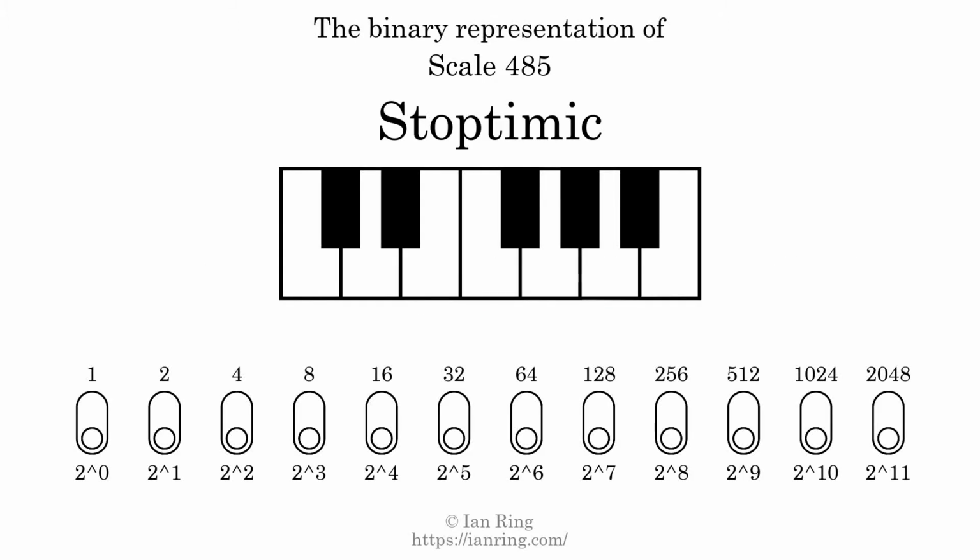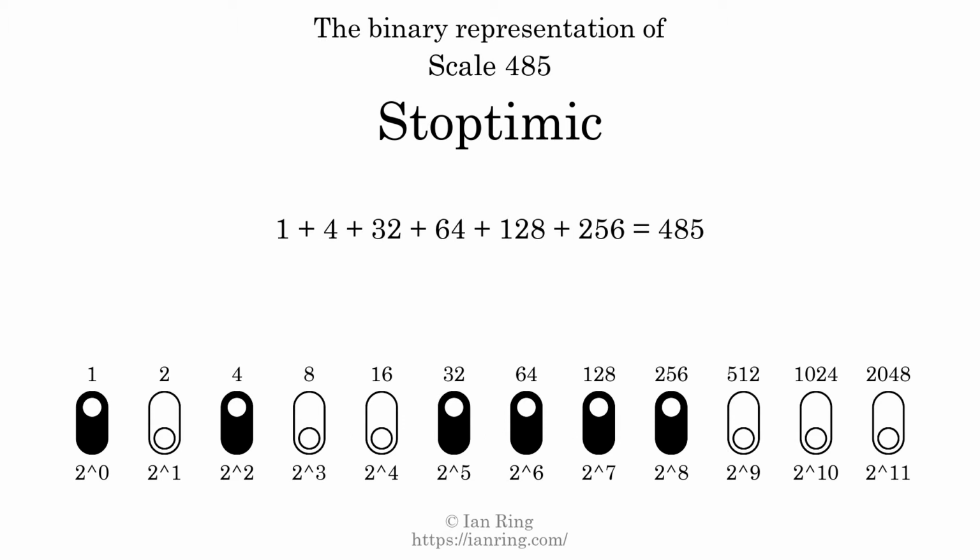The binary representation of this scale is determined by mapping tones of the scale to binary digits. Each binary digit represents a power of 2. To get the scale number, we add the powers of 2 together. The powers of 2 that are present in the scale, all added together, equals 485. That is why the scale number, in decimal, is 485.